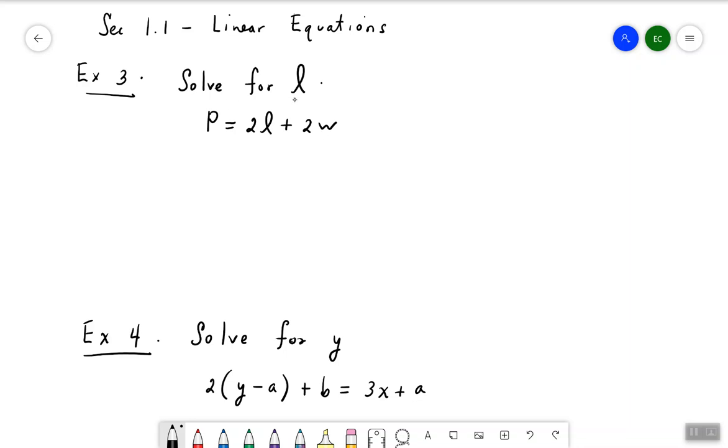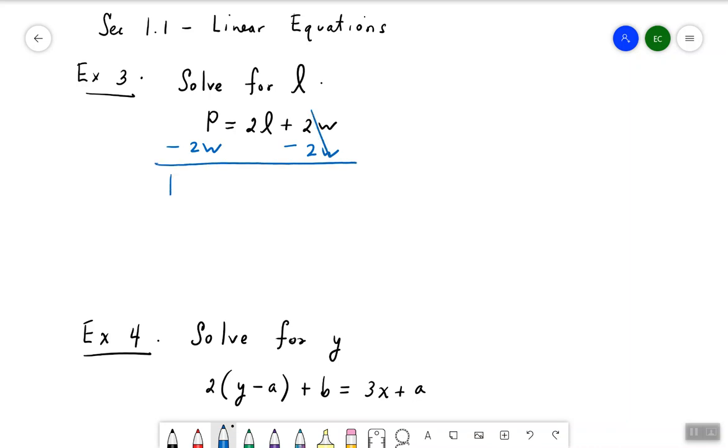In this case, we're asked to solve for L. And so what that means is isolate L on one side of the equation. And we'll follow a similar process to what we learned in the previous examples. If we want to get L by itself, then the first thing we should do is take the 2W and subtract that term to the other side of the equation. So let's subtract 2W on both sides.